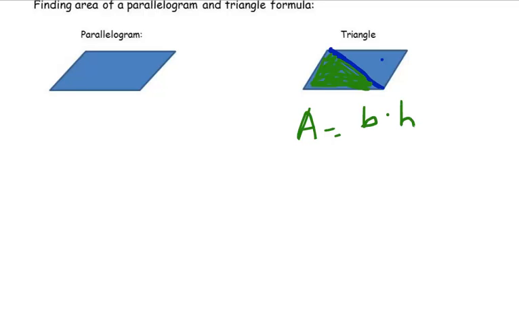But what am I looking for here? Of this parallelogram, I'm only wanting half of it. That gives me the triangle. So we divide by 2. That's the area for a triangle, the formula.